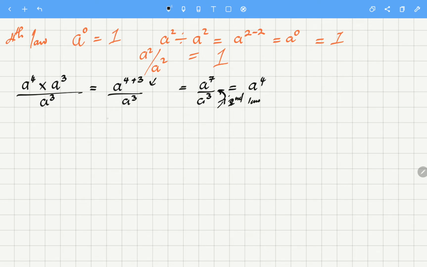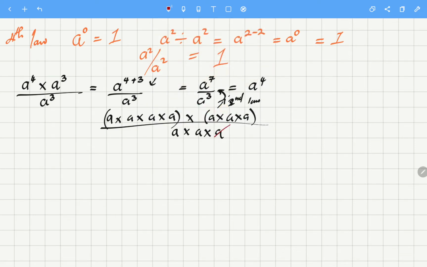I can expand it anyway. So a times a times a times a times a times a times a, divided by a times a times a. Cancelling things out, we've got 4 a's there, so a to the power 4.